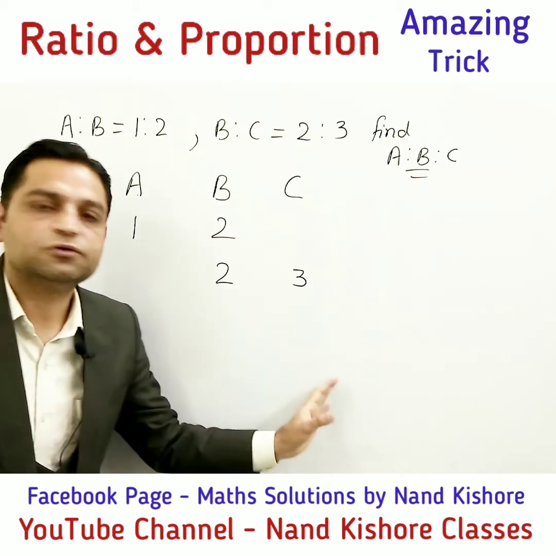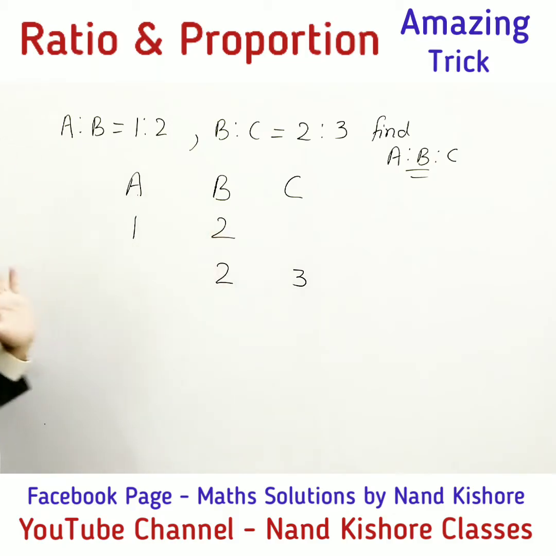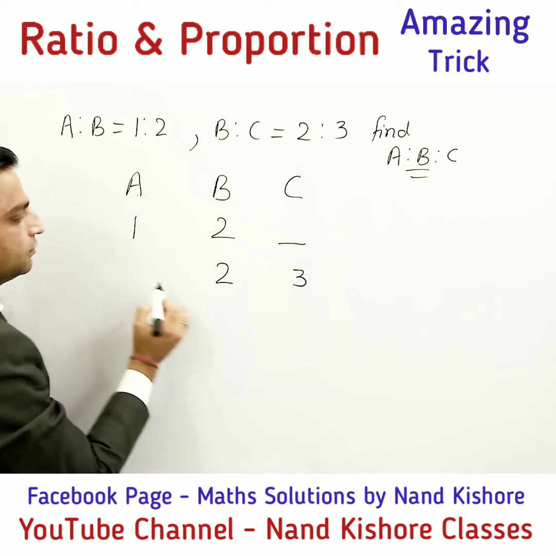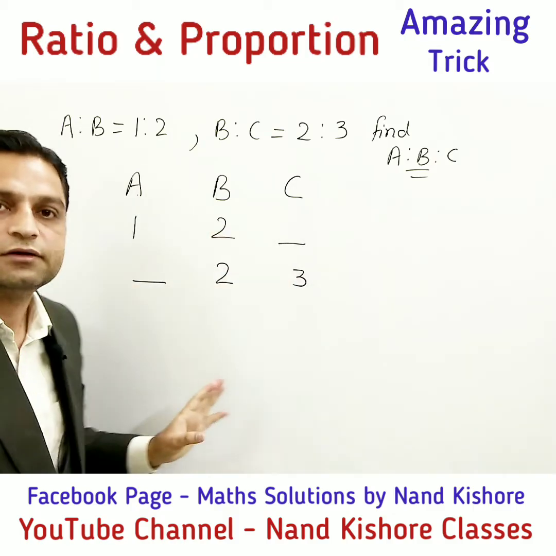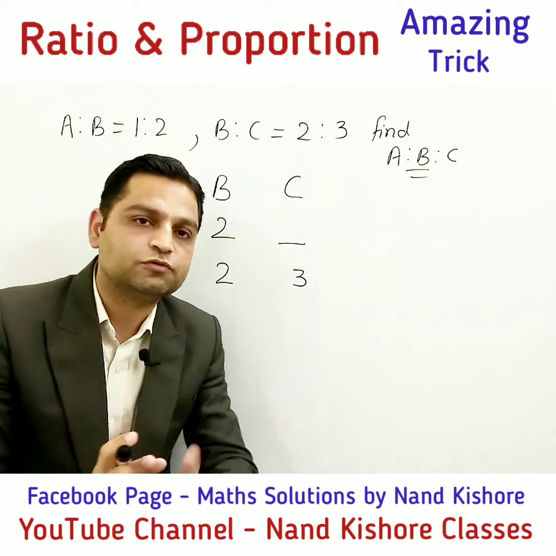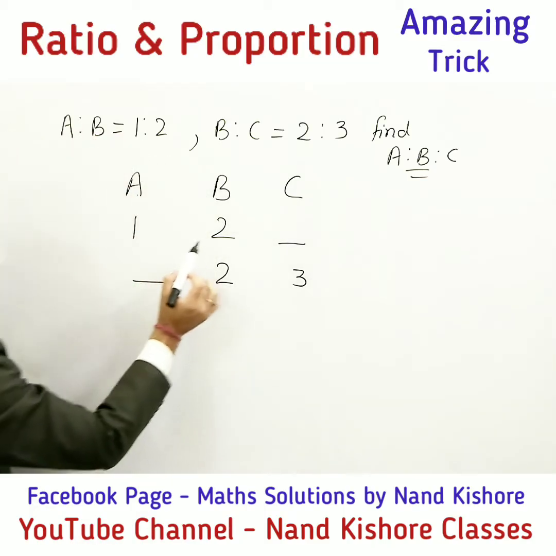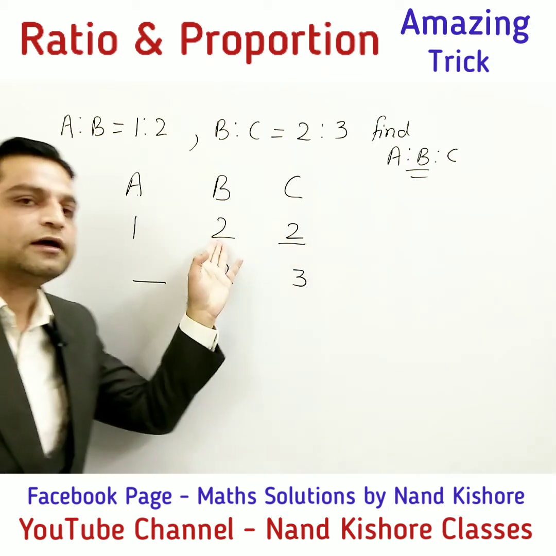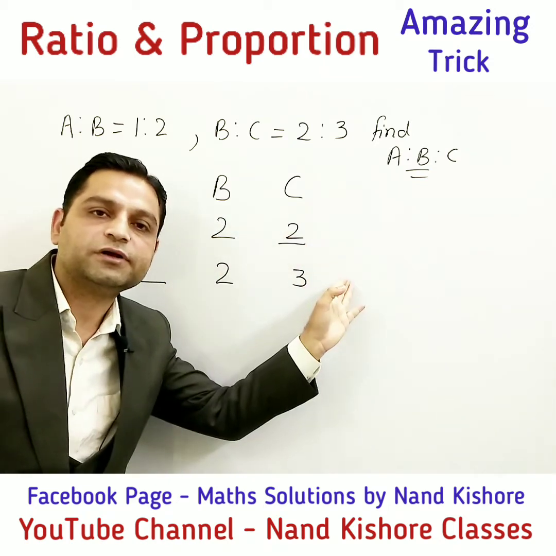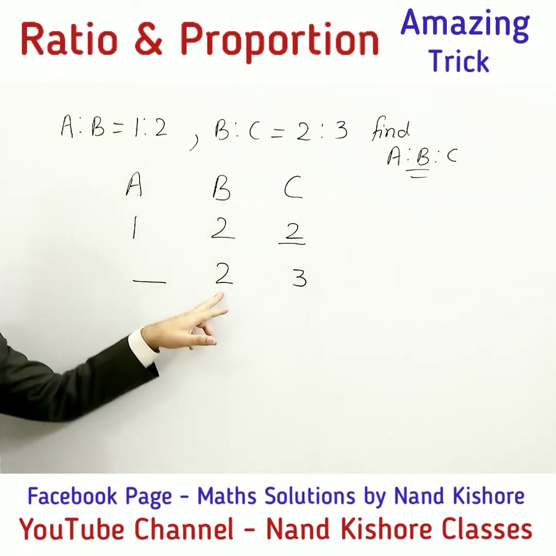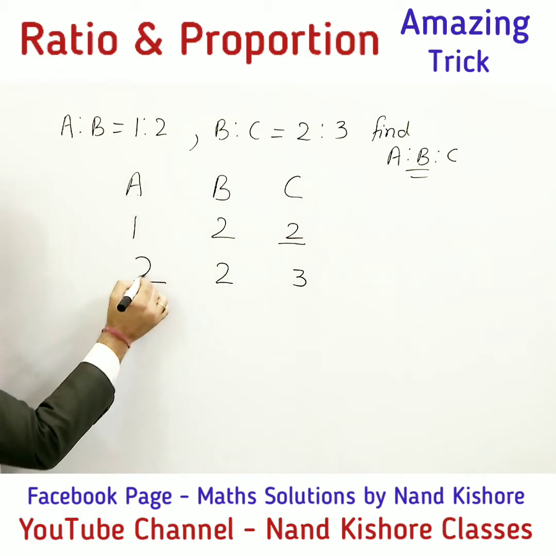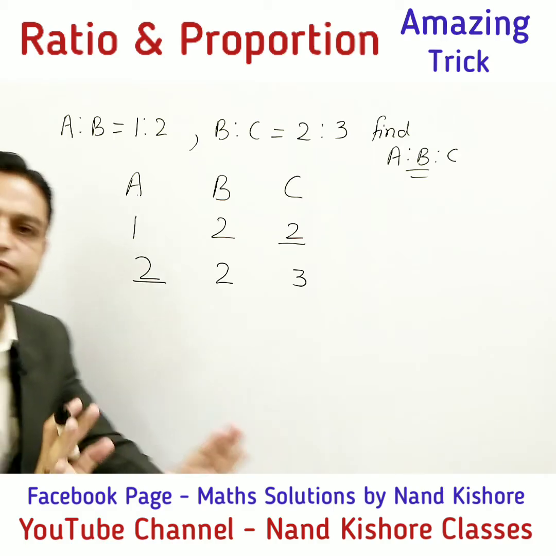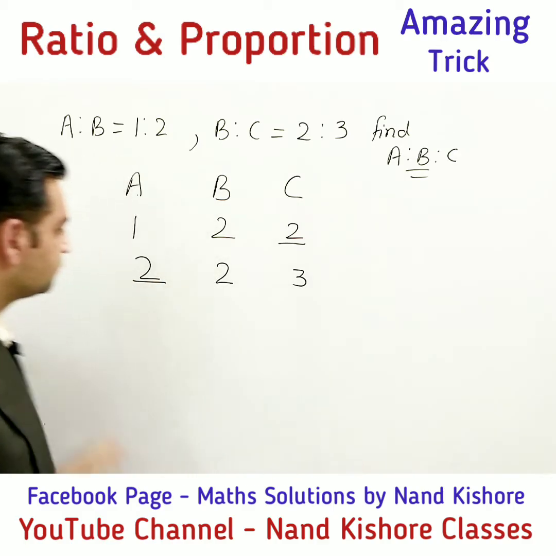Now we need to fill the blanks, like this place is blank here and this place is blank here. So how do we fill these blank places? Look carefully. This is 2, just write 2 here. Whatever the last value is, the same value is to be written here. This one is 2, so just fill 2 on the left side also. We need to fill the blanks like this.